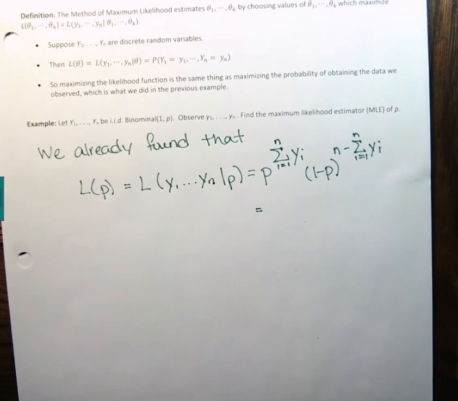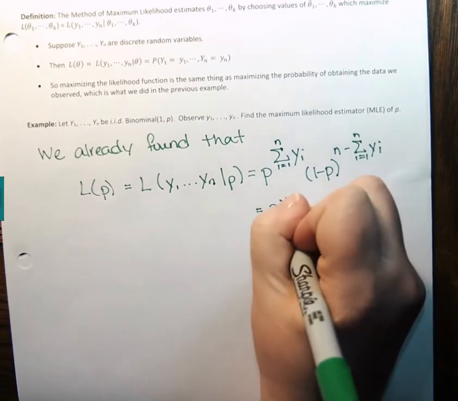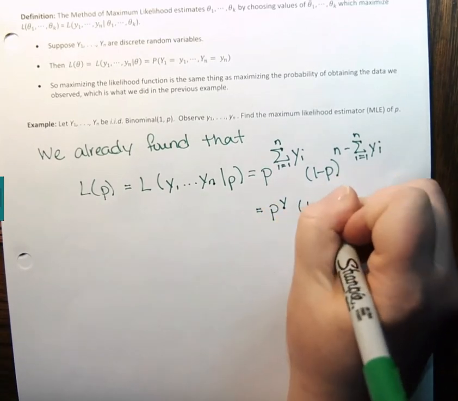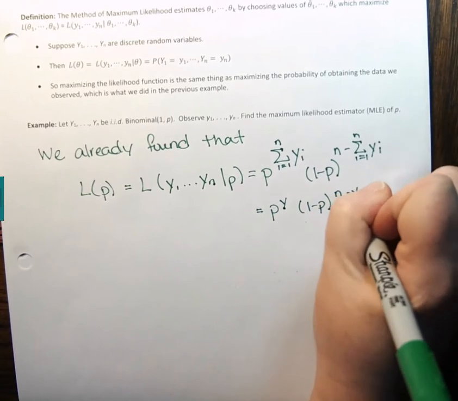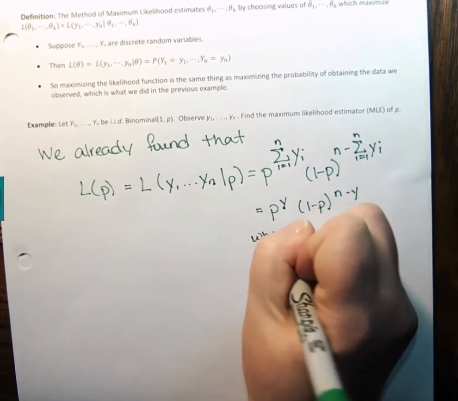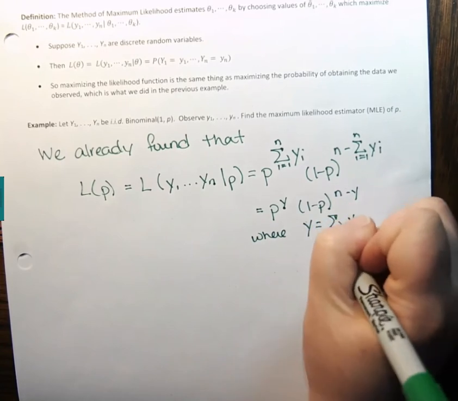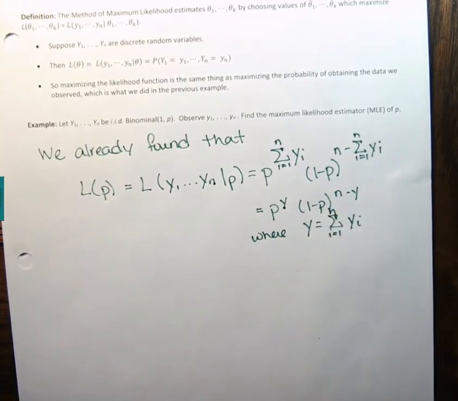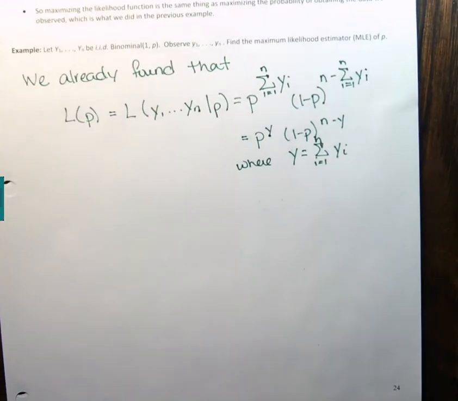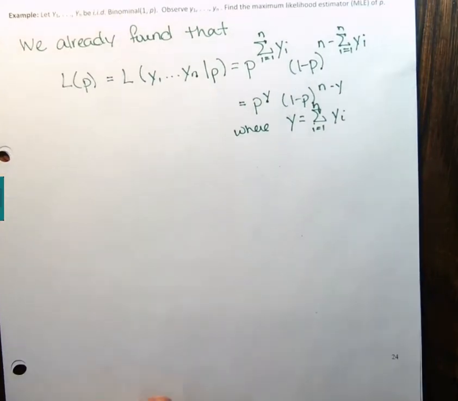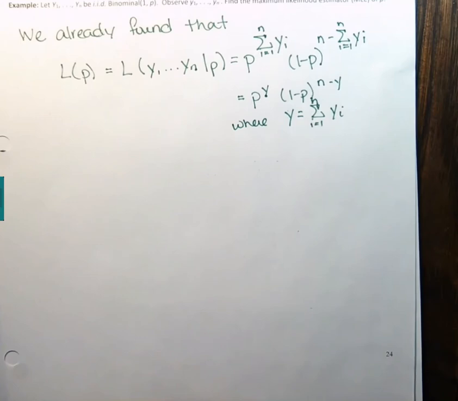And we can say that this is equal to p to the y, 1 minus p to the n minus y, where little y is equal to the sum of the yi. All right, so what we need to do is find the value of p which maximizes this function.